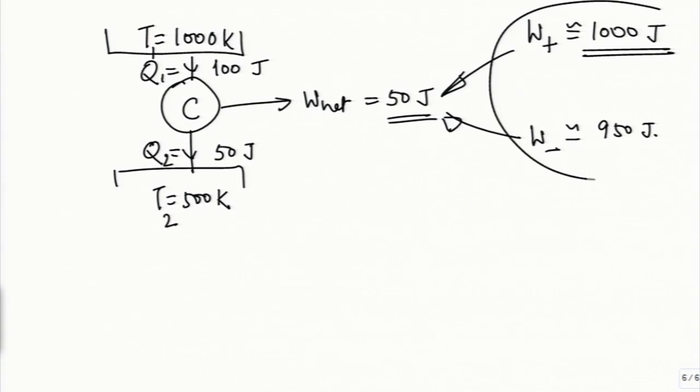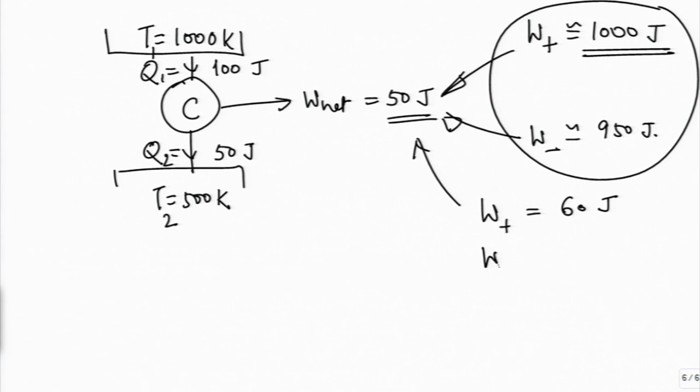Instead of this, we would definitely prefer something like 50 joule made up of W plus equal to say 60 joule, and W minus it is say 10 joule. This is definitely preferable. Over to you.